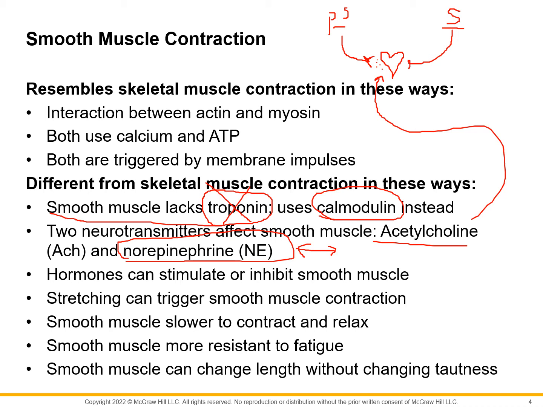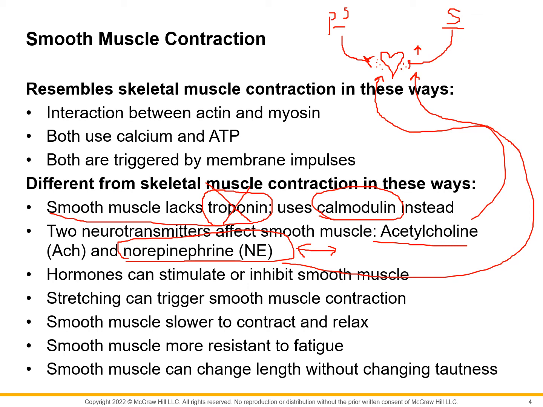And I shouldn't have used the heart because, again, that's cardiac muscle. But I think we all can understand what's going on here. This is going to use norepinephrine or adrenaline. This is going to cause the heart rate to increase. This is why your heart races when you get scared.